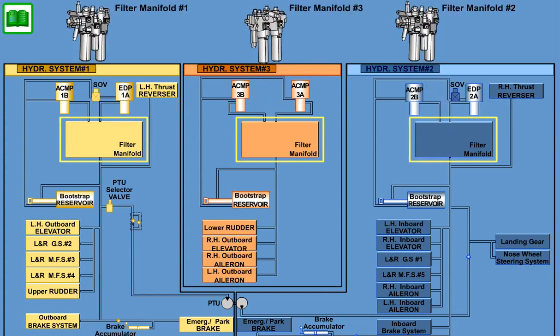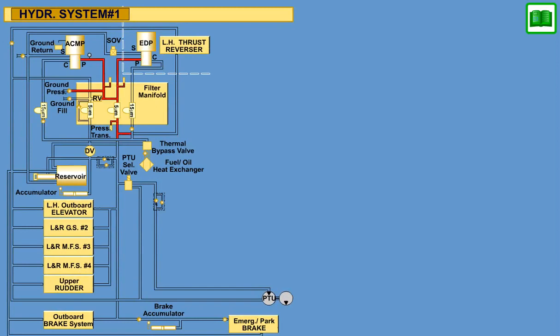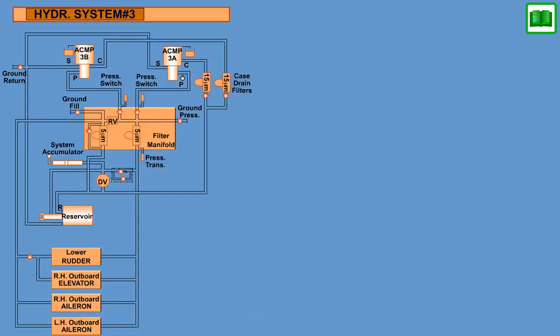The hydraulic systems 1, 2, and 3 each contain a filter manifold assembly to provide filtration control in the hydraulic system. System 1 and 2 assemblies filter the supply fluid coming from the aircraft pumps, EDP and ACMP, the return fluid from the users, the reservoir fill fluid, and incoming supply pressure fluid from the ground service panel. System 3 filters the supply fluid coming from the aircraft pumps ACMP 3A and 3B, return fluid from the users, reservoir fill, and incoming supply pressure fluid from the ground service panel.